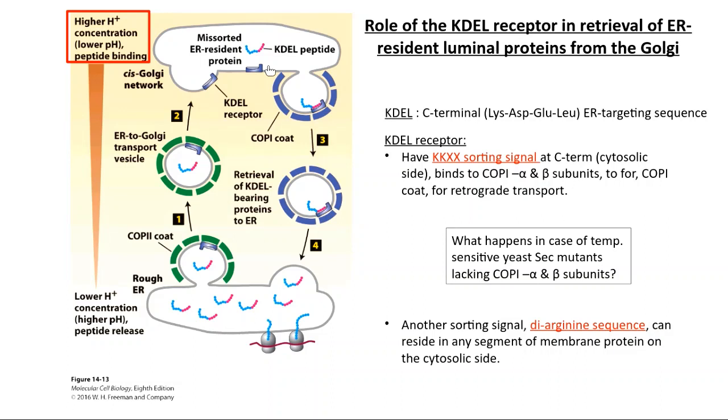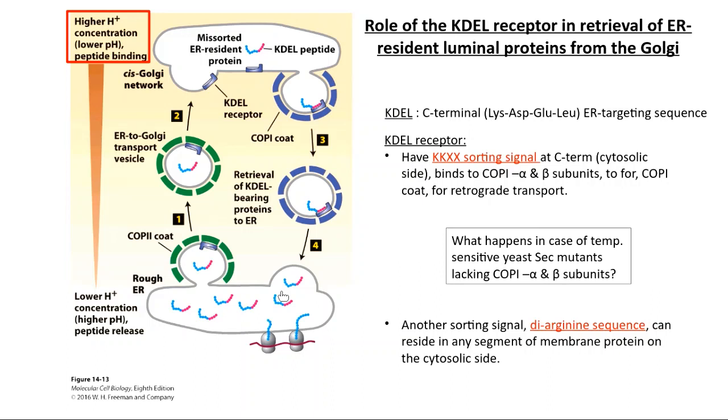Now, these KDEL receptors recognize and bind this KDEL peptide and in turn the whole missorted ER resident protein itself. And through the formation of COP1 coated vesicles, through retrograde transport they come and get fused with the ER membrane. Now you can say, if the KDEL receptor is a membrane protein, why is it recruiting the peptide with the KDEL sequence only in the cis Golgi and not in the ER?